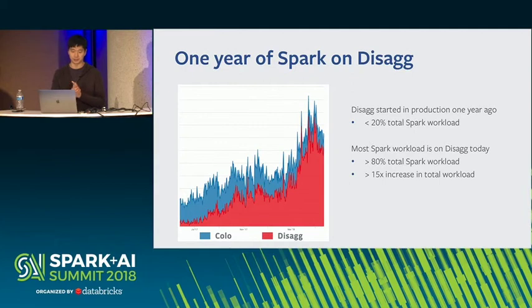So in terms of deployment, we've now gone over a year of using Spark on Disagg. We started off in production where around 20% of our total Spark workload was on Disagg. This graph shows how the Disagg part has grown. Our total Spark has also grown, but you can see that Disagg now takes up the vast majority of all of Spark. Within a year, we got a 15x increase in the workload that we run in Disagg.